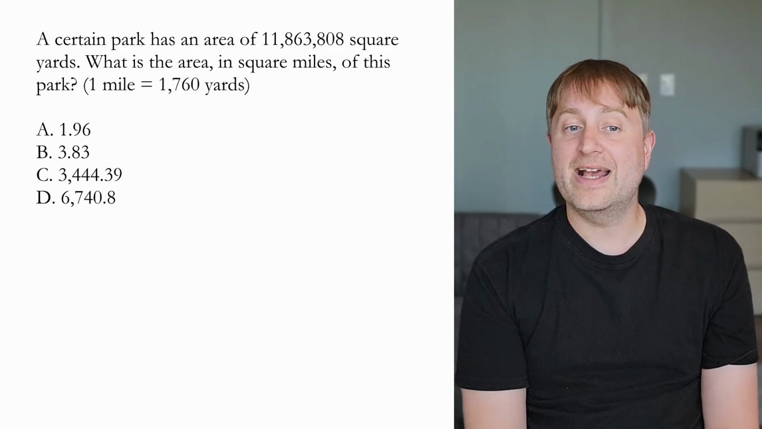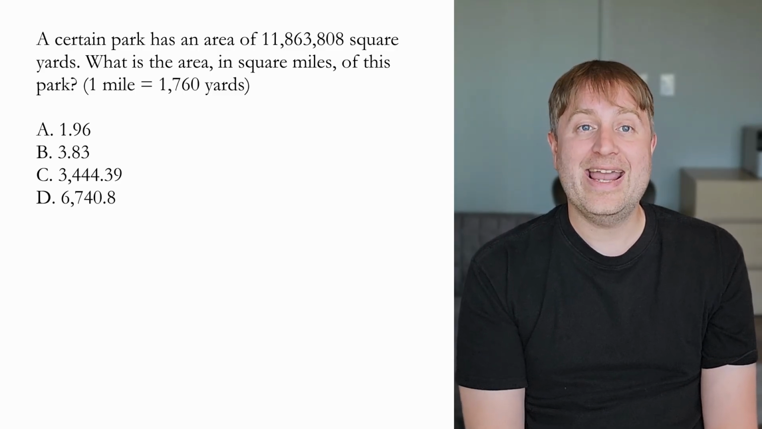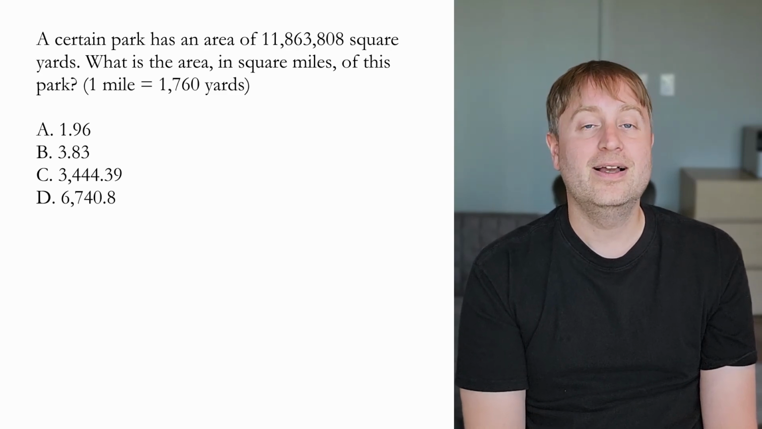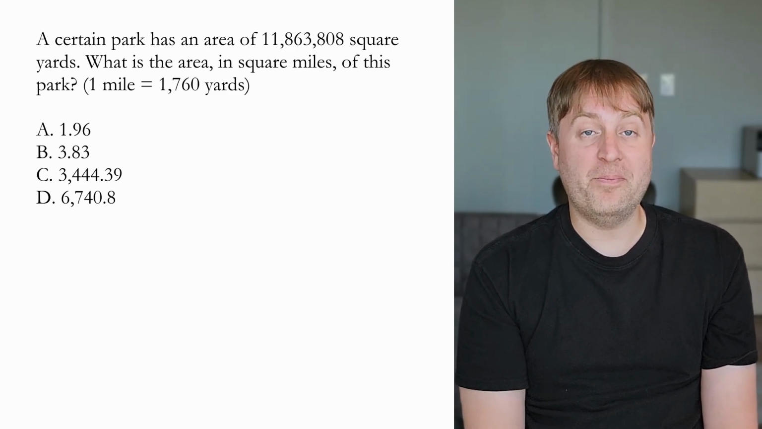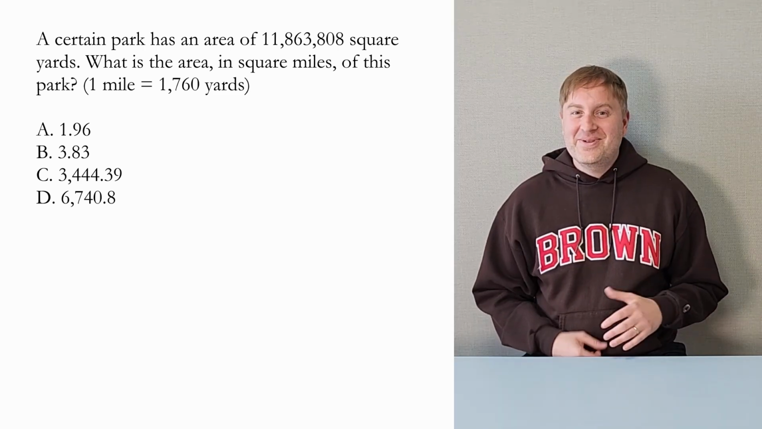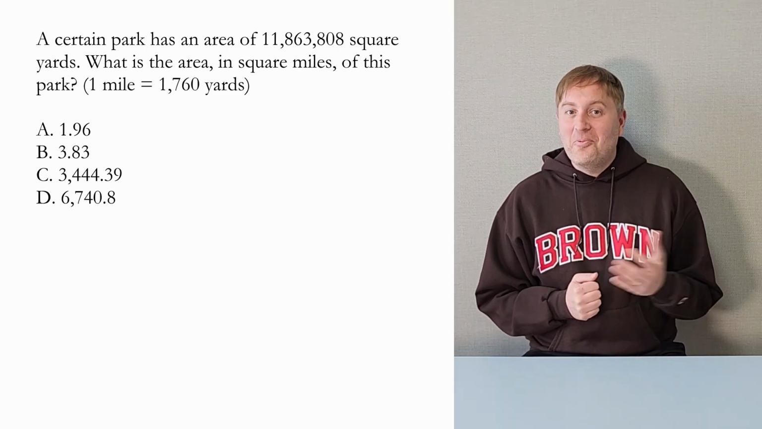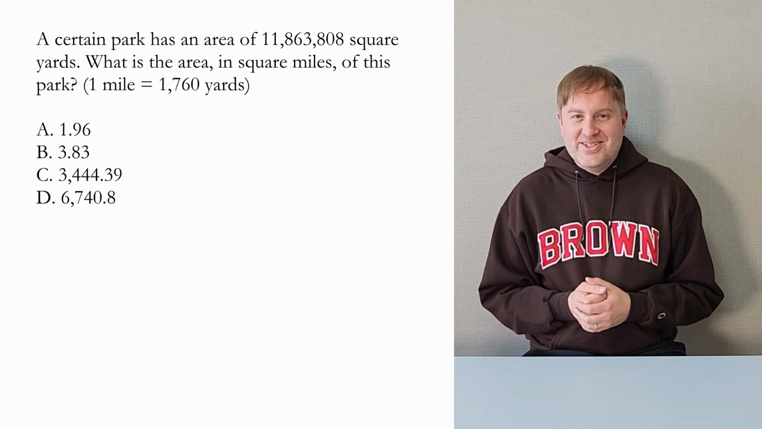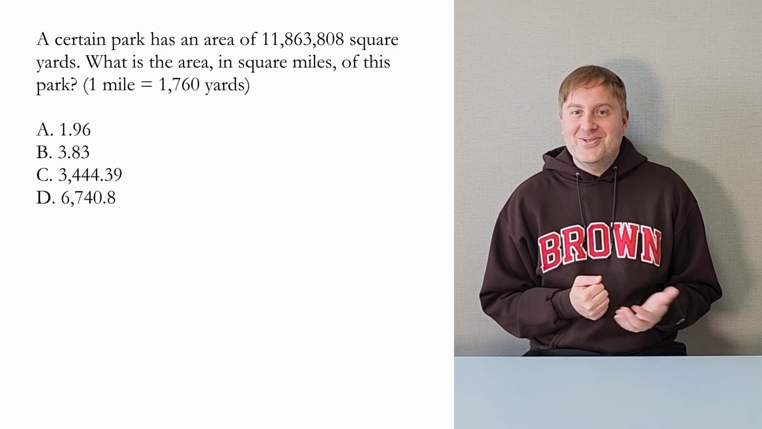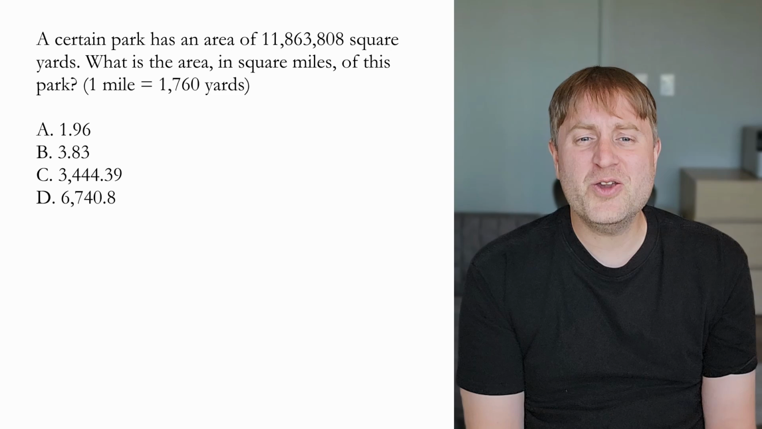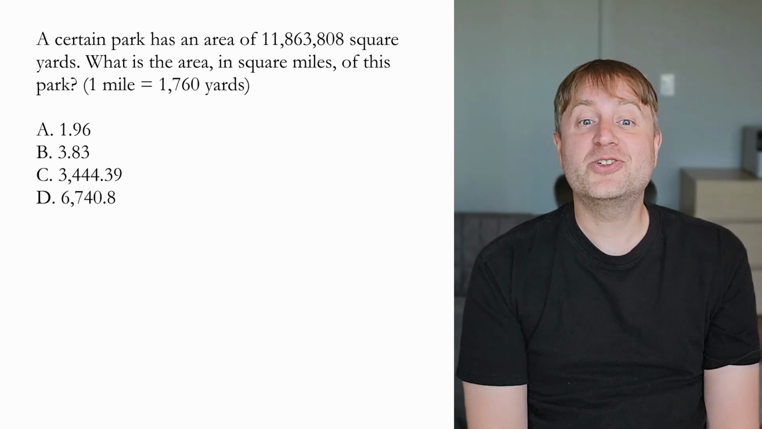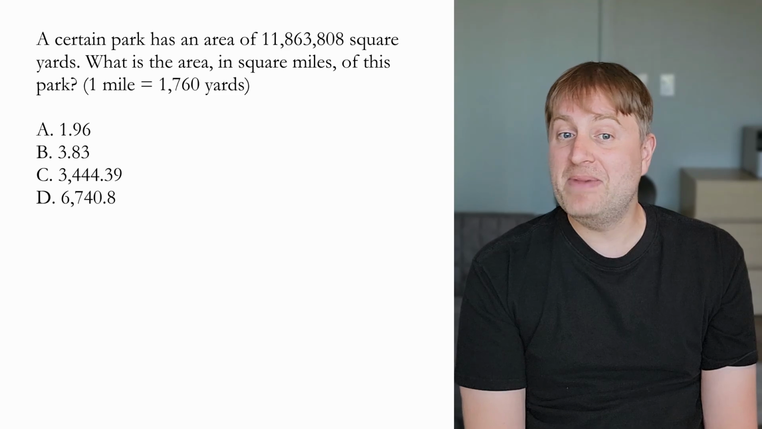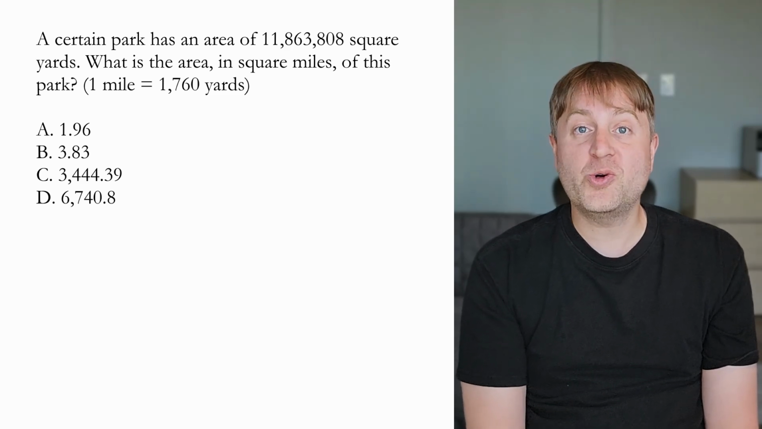A certain park has an area of 11,863,808 square yards. What is the area in square miles of this park? Mr. Greenberg, that's easy. It says that 1 mile equals 1,760 yards. So just divide it by 1,760. Oh, student me, you fell for the trap. That conversion ratio was for miles and yards, but the park's area is measured in square miles or square yards.